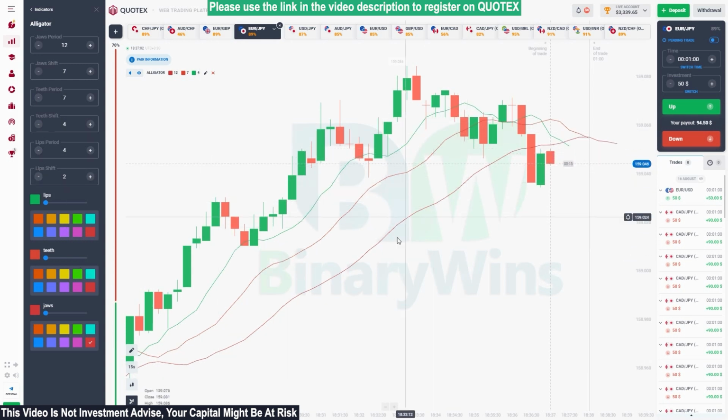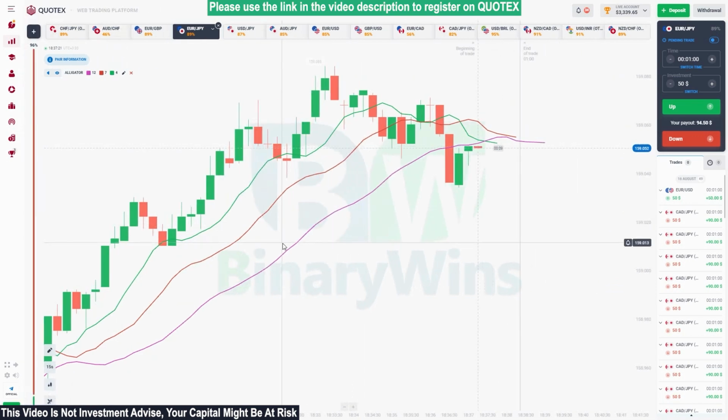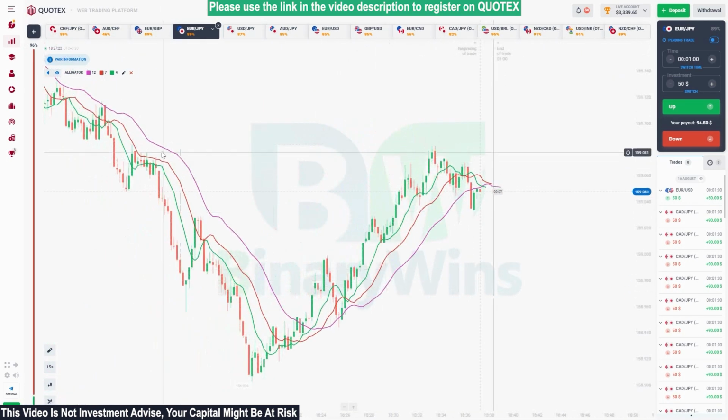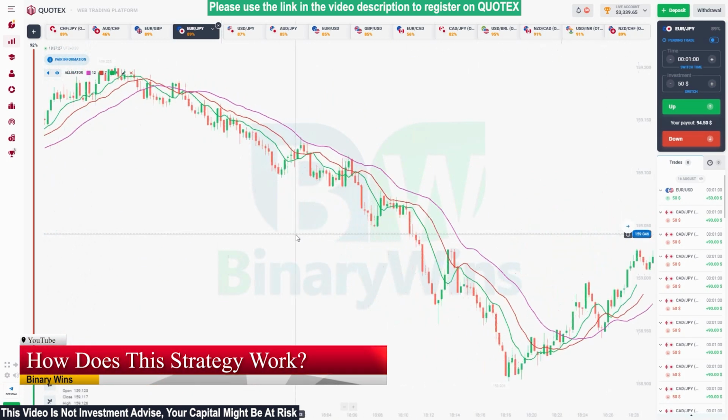In order for the lines to be seen better, I will increase the thickness of the leaves line a bit. I will also make the teeth line bigger and the jaw line bigger and change its color. Okay, our indicator is added, but how does this strategy work?